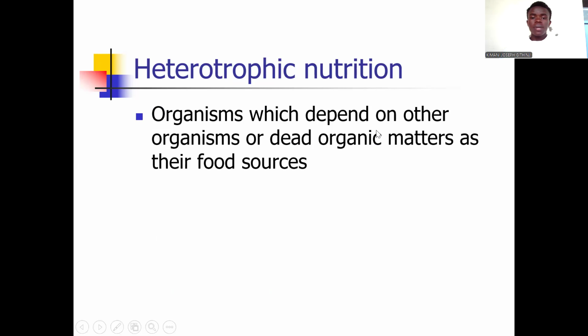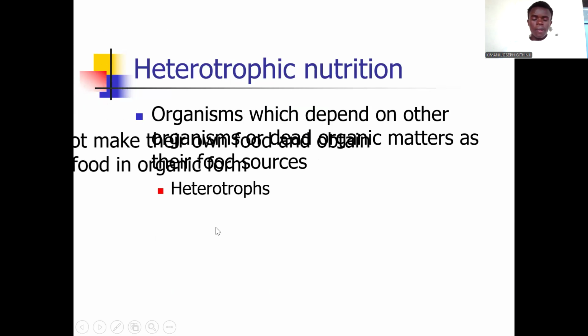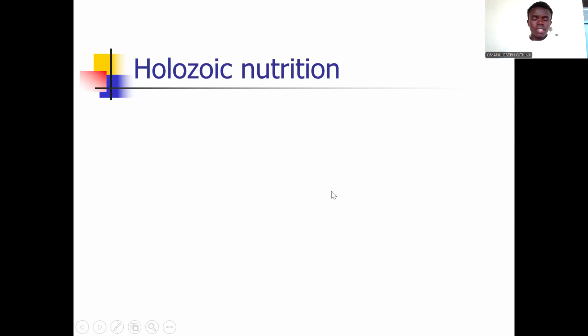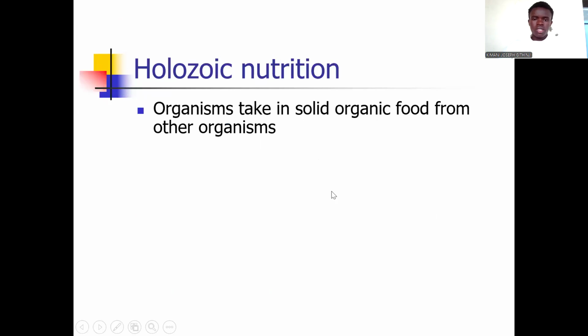Now, for heterotrophic nutrition, organisms depend on other organisms or dead organic matter as their food sources. So they can't manufacture their own food, so they have to depend on something for their food, which is either other organisms or dead organic matter. These organisms, we refer to them as heterotrophs, and they cannot make their own food and obtain their food in organic form.